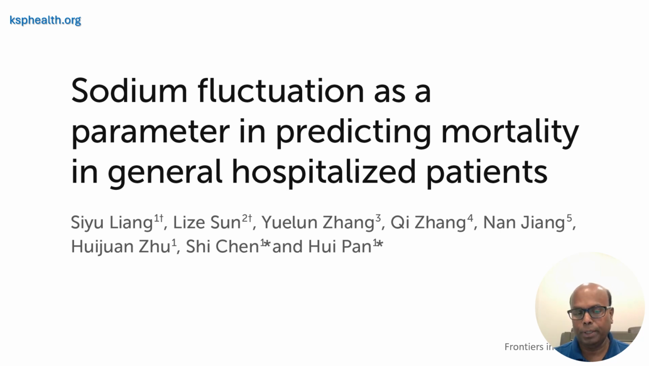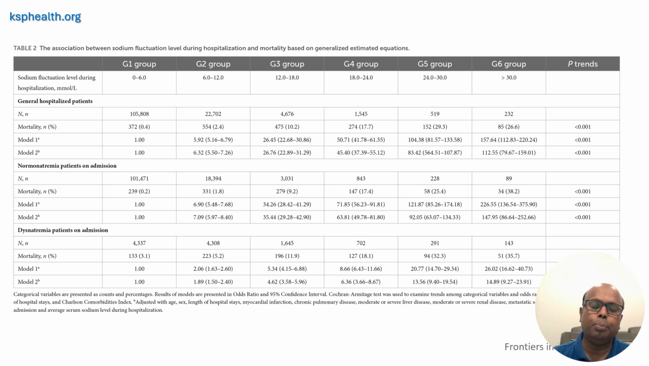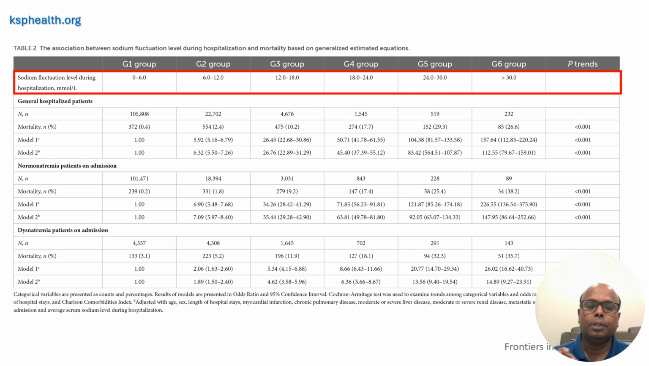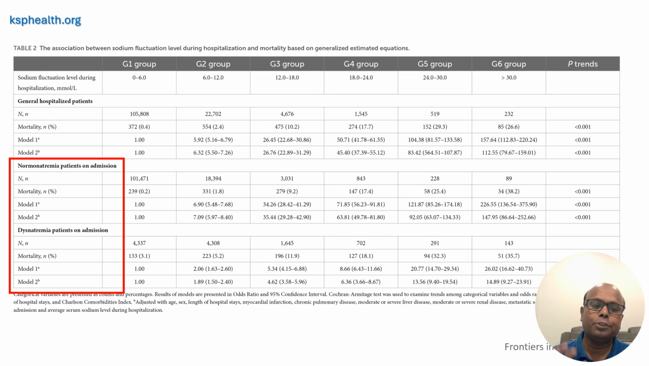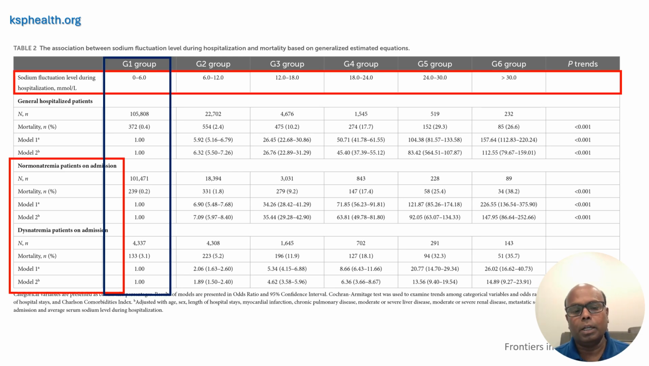This article was published last month: sodium fluctuation as an independent parameter predicting mortality in generally hospitalized patients. They grouped the sodium fluctuation into 6 different groups. Each group varies from 0 to 6, 6 to 12, 12 to 18, and so on, up to more than 30. Then they also grouped patients who came with normal serum sodium and those with abnormal serum sodium, which could be hypo- or hypernatremia. They looked at the mortality.